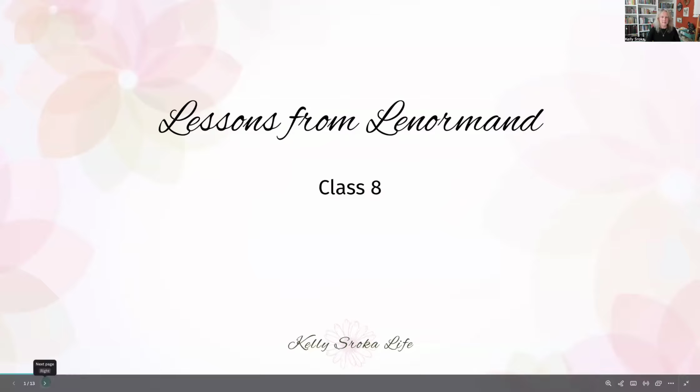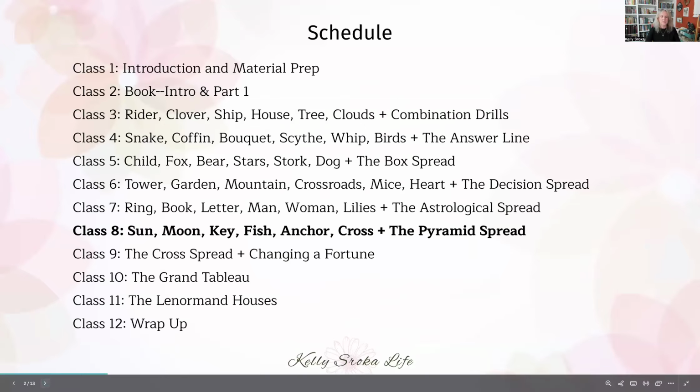So like I said, class 8. We're going to do the last 6 cards: Sun, Moon, Key, Fish, Anchor, and Cross. So it's number 31 Sun, number 32 Moon, number 33 Key, number 34 Fish, number 35 Anchor, number 36 Cross. And then we're going to do the pyramid spread.